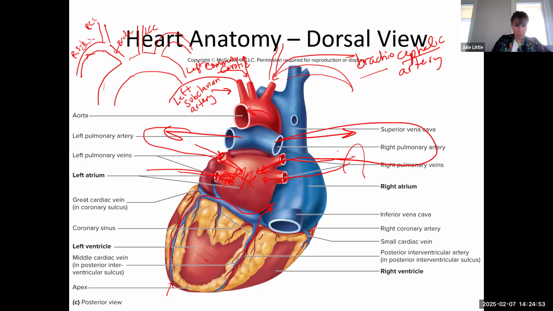Let me look for stuff that I've not mentioned. I don't require you to know any of the coronary veins. See this great cardiac vein? You can learn them in the future. The middle cardiac vein. For my class, we do the arteries and the small cardiac vein. I never ask you those cardiac veins. I'm more interested in the coronary arteries. You do have to know your coronary arteries for this. Okay. I think we have gone over everything in this picture.